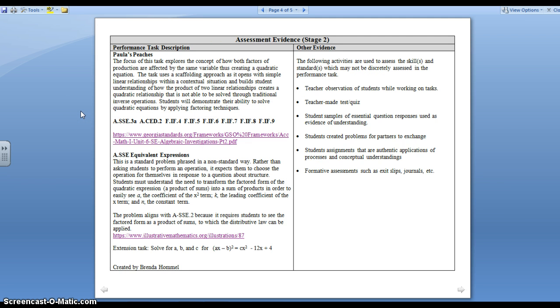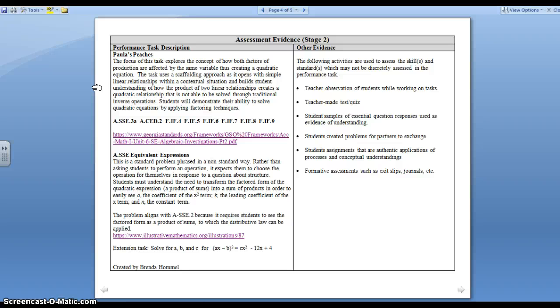For Unit 7, Polynomials, I've included 2 very different tasks for you to view. The first is Paula's Peaches. This task focuses on the exploration of how both factors of production, which in this case is peach production, which looks at the number of trees and the average yield per tree, are both affected by the same variable, which is how many trees are planted. For this contextual situation, the more trees that are planted is actually going to affect the average yield per tree. It's going to decrease that average yield.